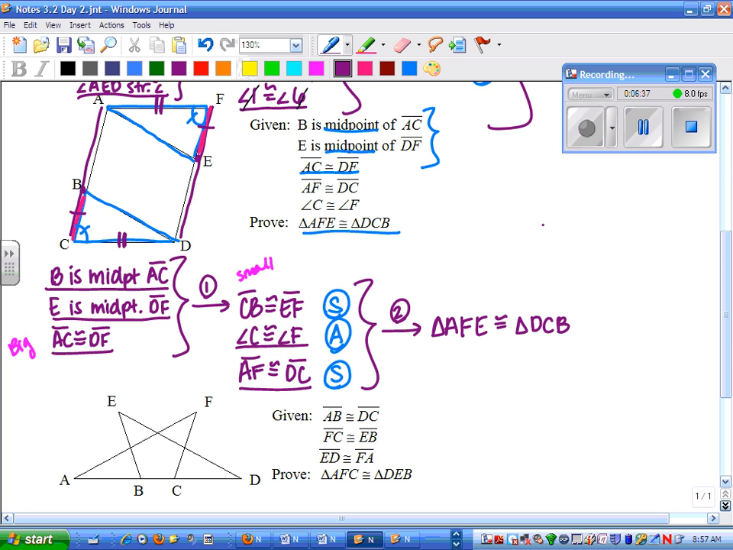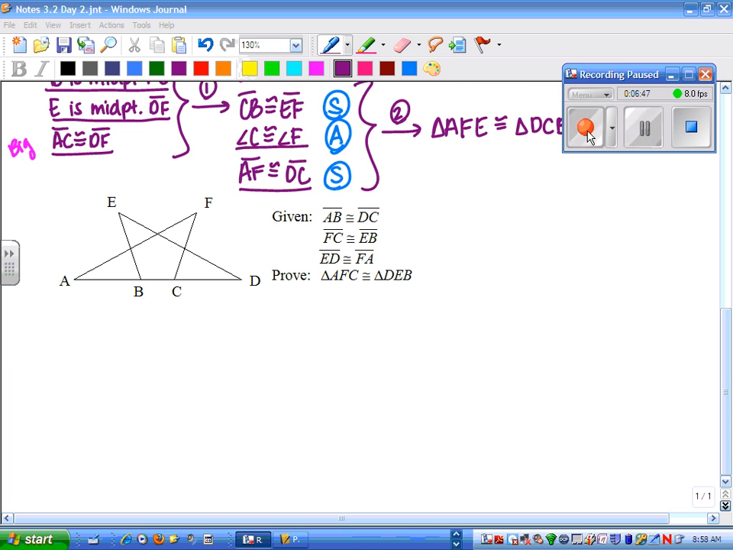So my first one I talked about already. I'm going big to small, so we're getting smaller, we're dividing it. This is like divisions. And step two, side, angle, side, and I'm done.